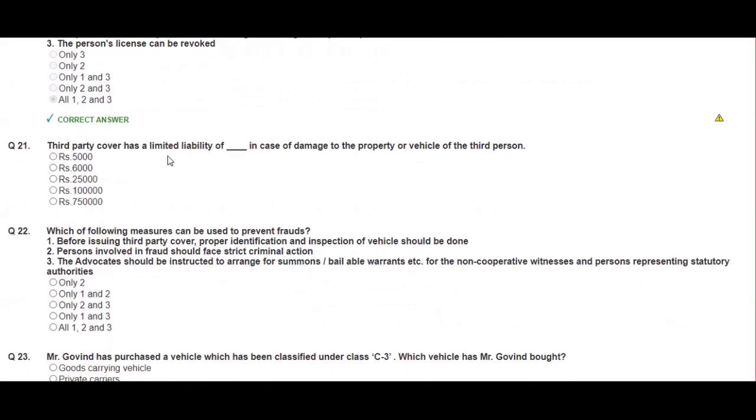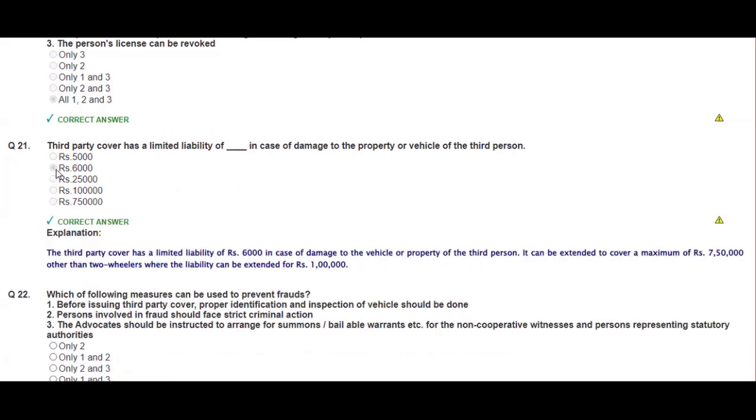Third party cover has limited liability. In case of damage to the property or vehicle of a third person, third party liability is only a limited liability of 6,000, I think. Okay, right answer. The explanation is that the third party cover has a limited liability of 6,000 in case of damage to the vehicle or property of a third party person. It can be extended to a maximum of 7.5 lakhs. In two-wheelers it can be 1 lakh.